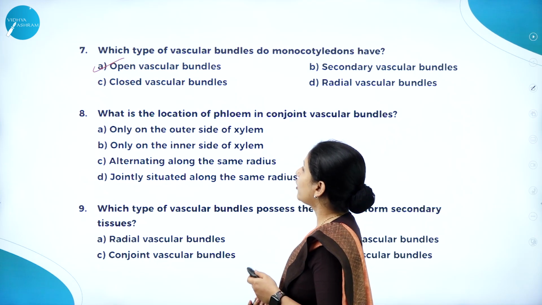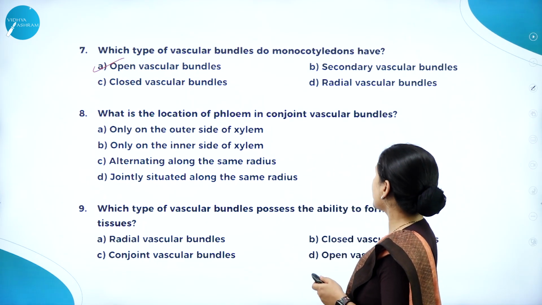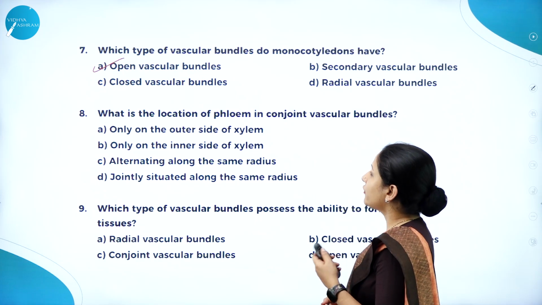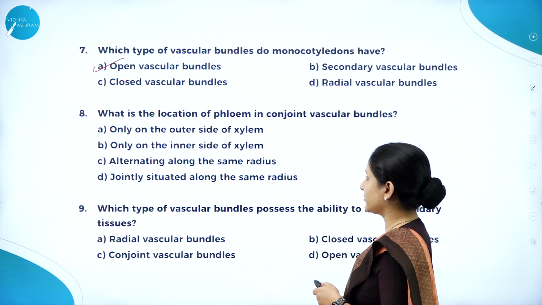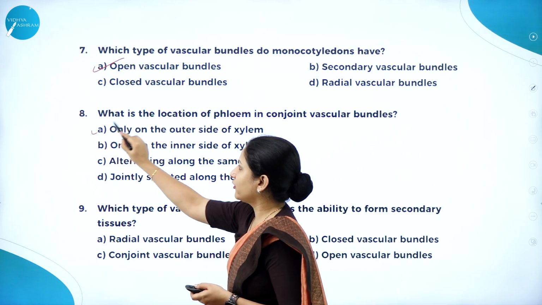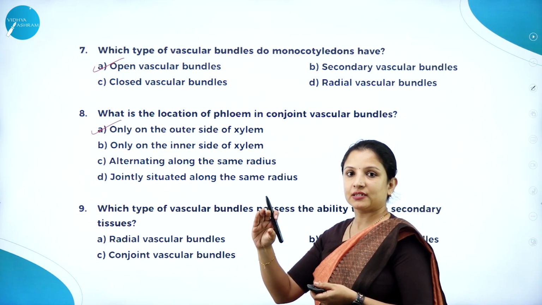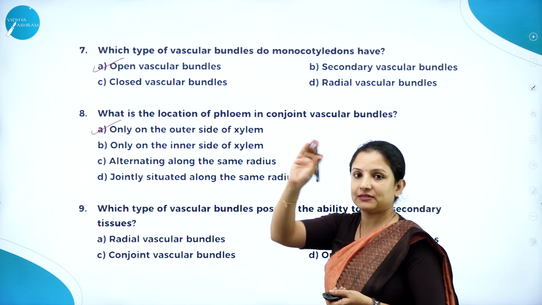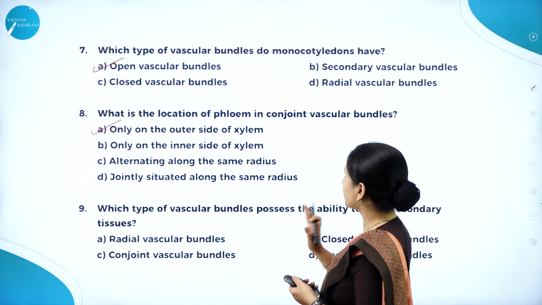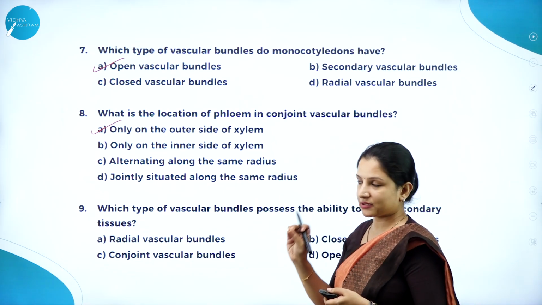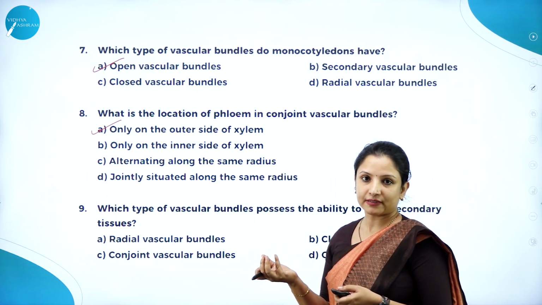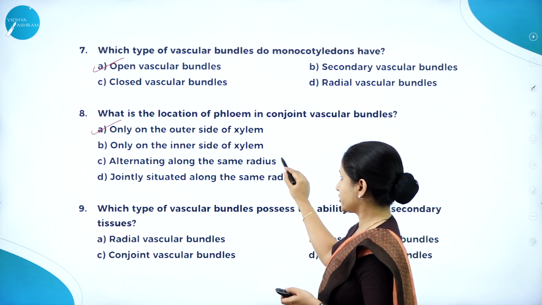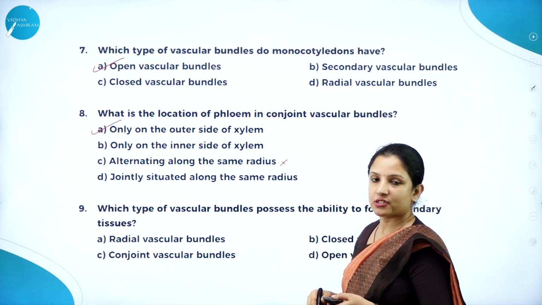So next one, what is the location of phloem in conjoint vascular bundle? Only on the outer side of xylem, only on the inner side of xylem, alternating along the same radius, or jointly situated along the same radius. It is only on the outer side of the xylem. So below will be present the xylem, then above the xylem is present the phloem. So that is the location of the phloem in a conjoint vascular bundle. And alternating along the same radius, it will be a radial vascular bundle. So this option is not correct. It's option A which is correct.